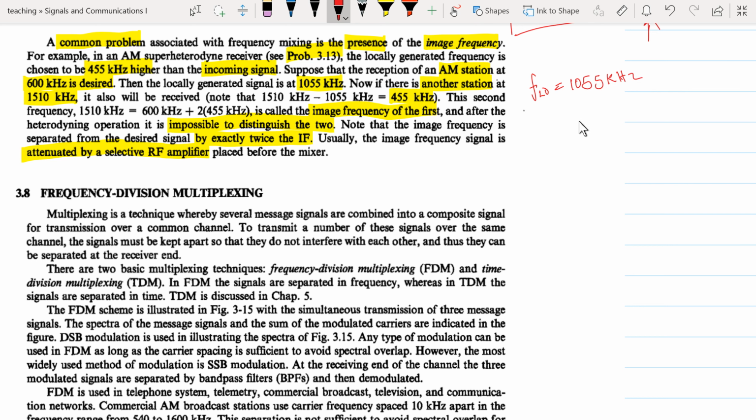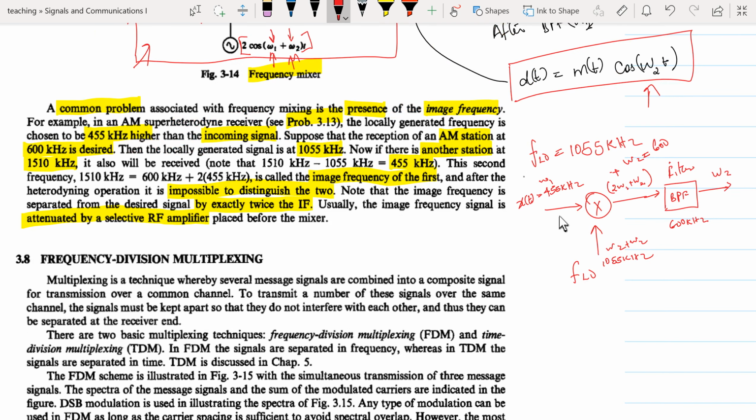We desire that at 450 kHz. What I have just brought is an example that illustrates the kind of frequency mixing that we are doing. We are saying that the local oscillator frequency, which is the one that we feed in at our mixer, is normally the sum of the desired, which is omega 2, and the incoming frequency, which is omega 1.